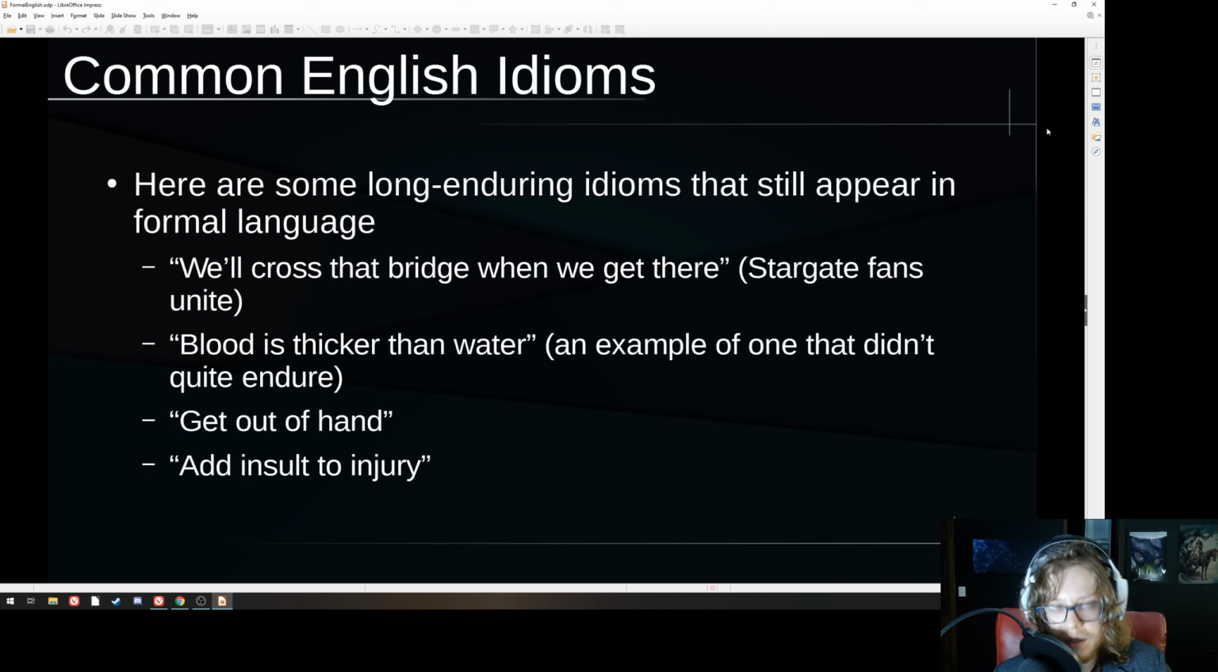So let's look at some common idioms that have endured for a very long time. And so these tend to be used in formal language as well. So we'll cross that bridge when we get there. Okay, if you're a Stargate fan, you've probably seen that before. And the fact that even alien cultures can understand that was sort of an in-joke.